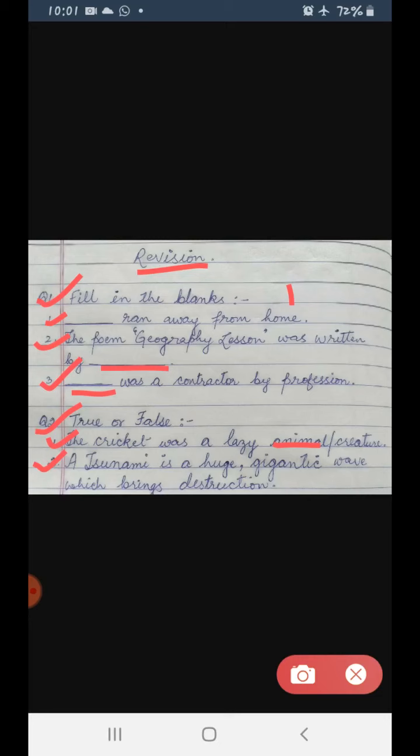Next, number 2. A tsunami is a huge, gigantic wave which brings destruction. Is a tsunami a huge and gigantic wave which brings destruction? Destruction means tabahi. Yes, a tsunami is a huge and gigantic wave which brings destruction. So both the answers here are true. Fine? Okay, next.